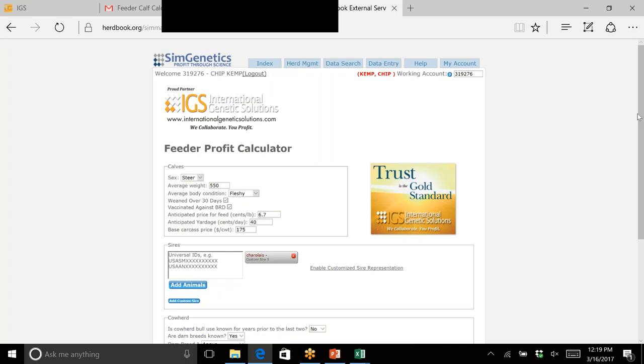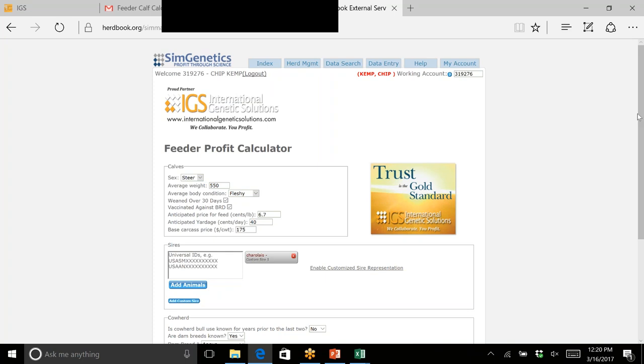When it comes to maternal, we've got our selection indexes. We've got the all-purpose index that factors in cow herd traits as well as the traits that impact the cattle that go into the feedlot. We absolutely don't want breeders using this feeder profit calculator as a selection index. Even though the backbone of it is the same methodology as the selection index, it's not something we want breeders using as selection.